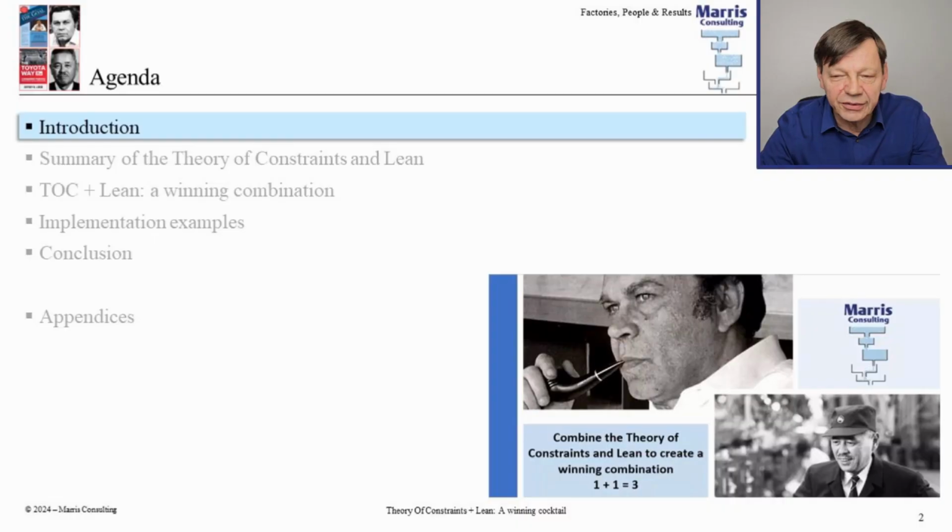We're doing a webinar here on the theory of constraints and lean by myself, Philip Marris. The outline is very simple. After a brief introduction, I'm going to summarize theory of constraints and then lean, and then I'm going to talk about putting them together, and then I'm going to give you a few examples and conclude.